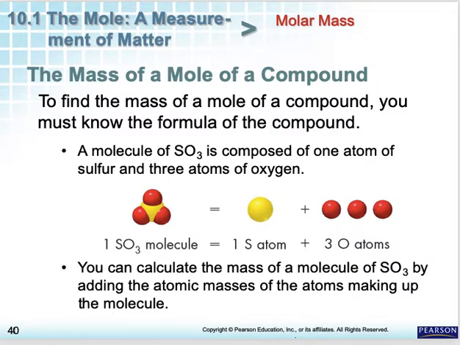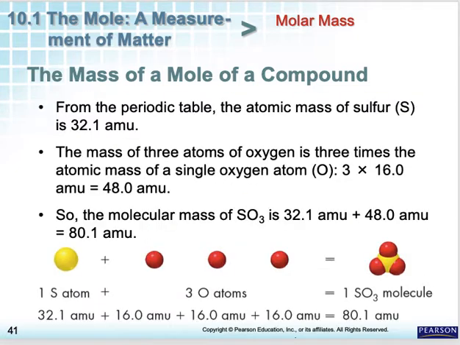To find the mass of a mole of a compound, you must know the formula for the compound. So something like SO3: 1 molecule of SO3 has 1 atom of sulfur and 3 atoms of oxygen. To calculate its molar mass, we would take sulfur plus 3 times oxygen. And so that would be 16 times 3 plus 32.07, I believe. And that gives us the mass for sulfur trioxide.